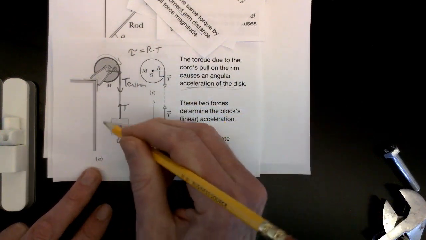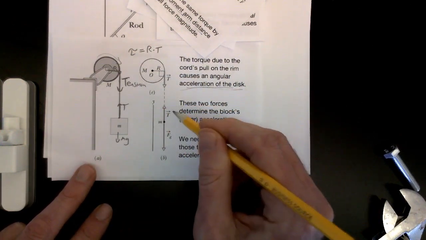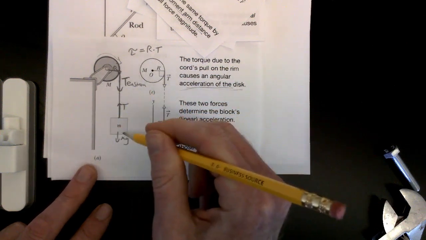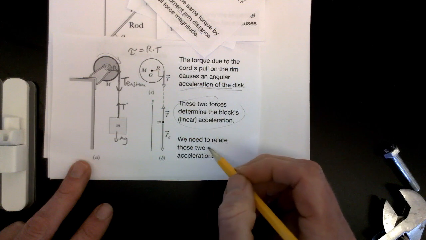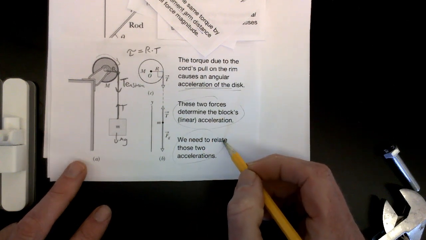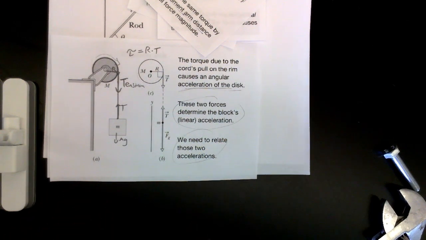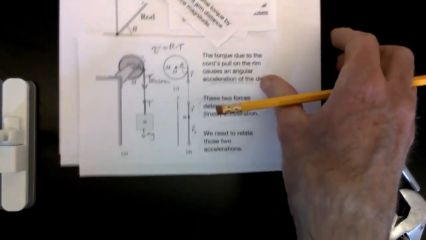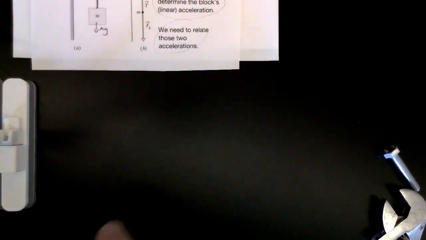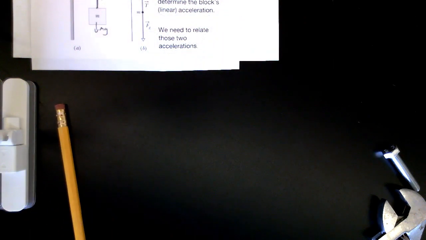So we can make a setup here, and we can solve for what the acceleration of this whole system is going to be. These two forces determine the block's linear acceleration, and you can relate these two accelerations together. So let me go through a little bit of a derivation here that's going to be solving the problem that we did in class, which was the pulleys on the discs. So let me go grab one of those so we know what we're looking at.